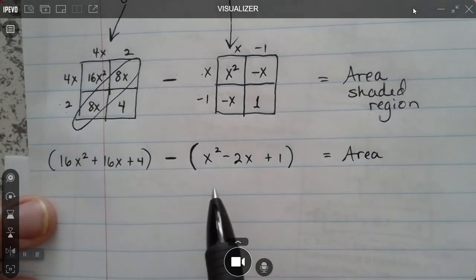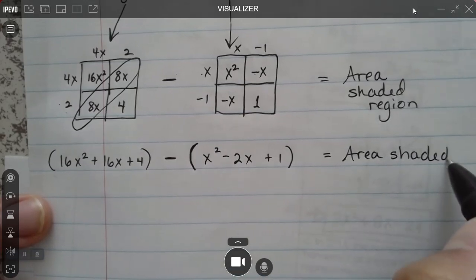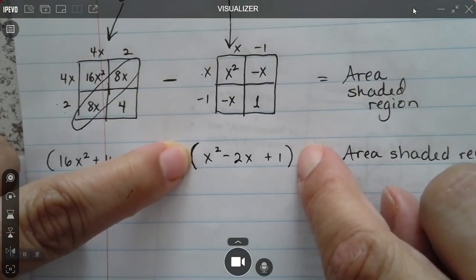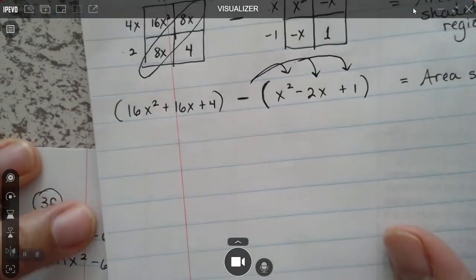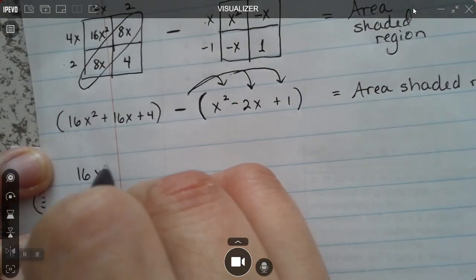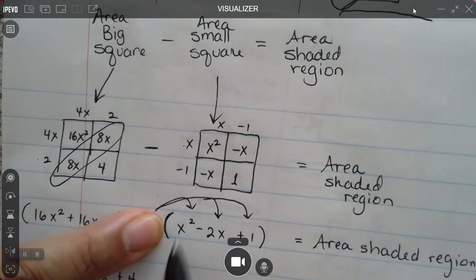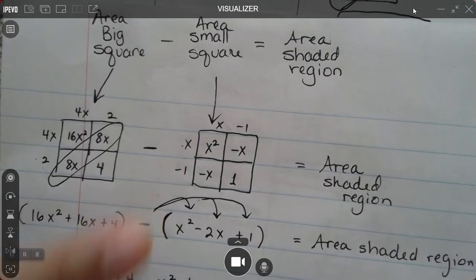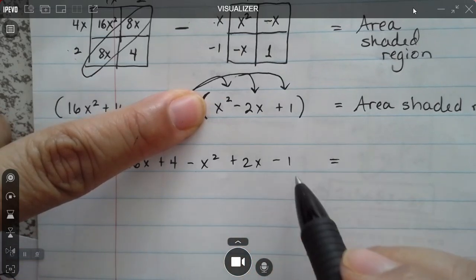Now we have to follow the rules of subtraction. Clear? And that says that we need to distribute that negative sign. That means everything inside this second set of parentheses is going to become the opposite sign. So this will become minus x squared plus 2x and then minus 1. Oops, my bad. All right, so this will become minus x squared minus 2x minus 1.